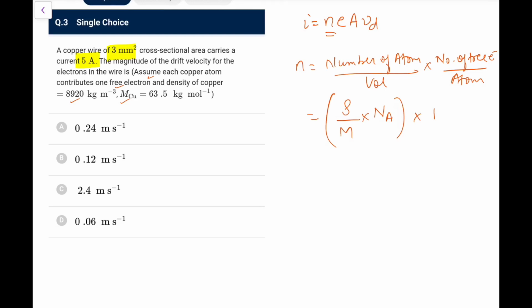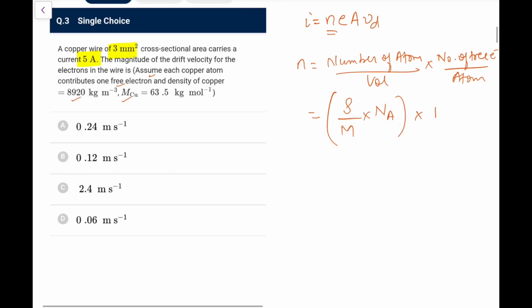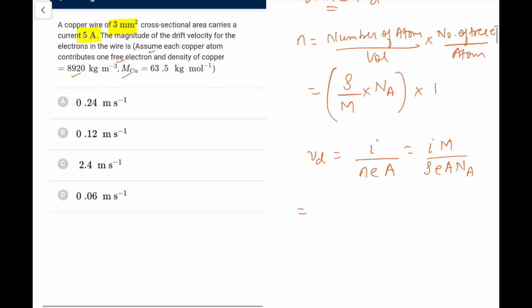One electron is given per atom, so this is small n. Now you need to calculate Vd. Vd, what we know, is I upon nEA. Put the value of n, and what you will get is I into molar mass upon rho E A into Avogadro number. So now it would be a calculative thing.